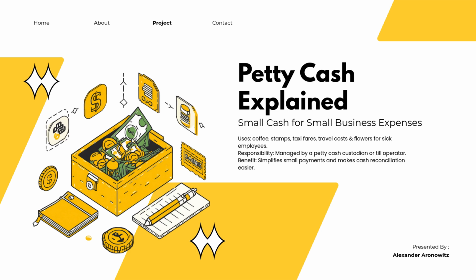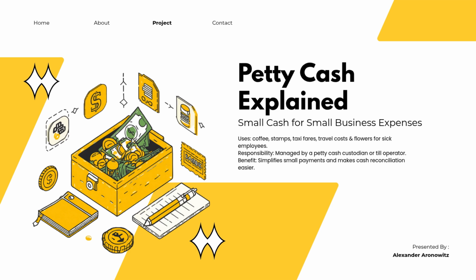Other types of expenses can be taxi fares, where an employee wants to go on a business trip, or a travel cost, or flowers for sick employees. Like one of your employees is sick and the other day he comes and you give him a flower. So the cost of these is met through petty cash, a small amount of cash held for small expenses.